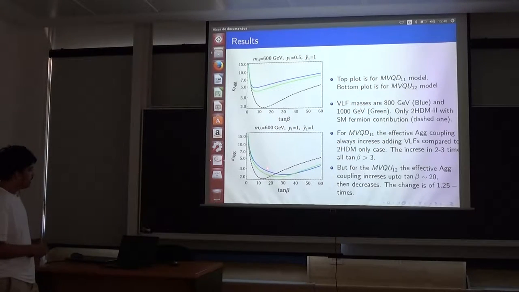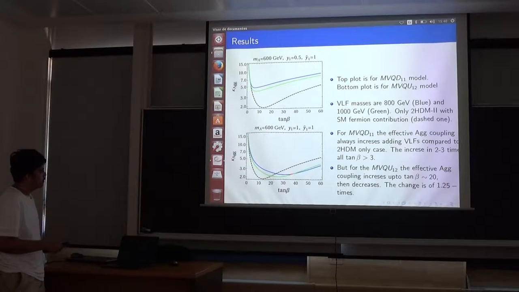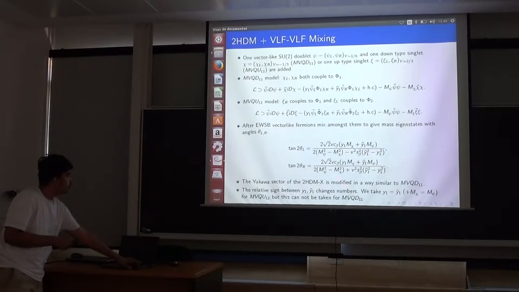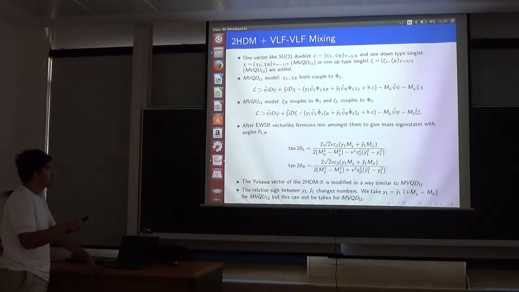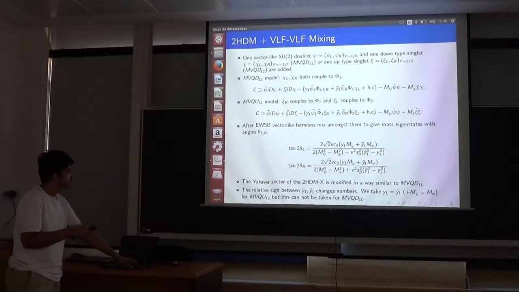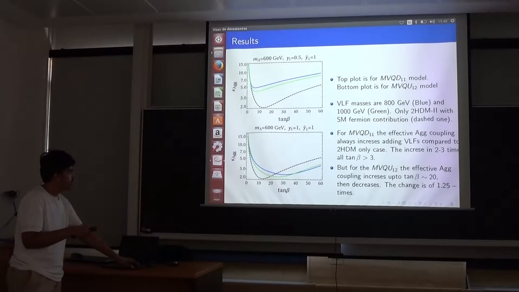So here, when I couple the vector-like fermions L and R differently to different doublets, the final results change. In this place it is getting down, and in other places, after adding vector-like fermions, it is sometimes getting enhanced, but in some parameter space it is getting decreased from the 2HDM type 2 result. This module is always increasing, but this one is sometimes increasing, sometimes decreasing. I am just differentiating them this way, because the mixing angles will be different depending on how we mix these things, and that will affect the final result.